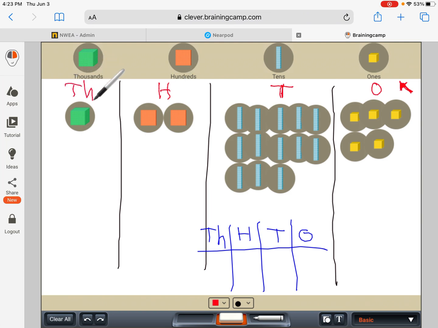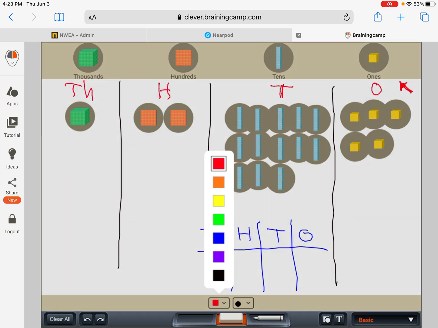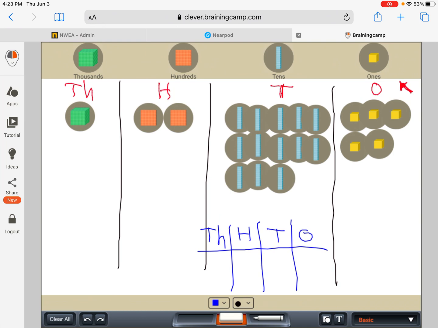Okay, now that we know this, we're going to check which number we have here. So what I'm going to do is count how many ones I have here. I have 1, 2, 3, 4, 5 ones. Then how many tens do I have? 1, 2, 3, 4, 5, 6, 7, 8, 9, 10, 11, 12, 13. I have 13 tens. Hundreds, I have 1 and 1 is 2. In thousands I have 1.